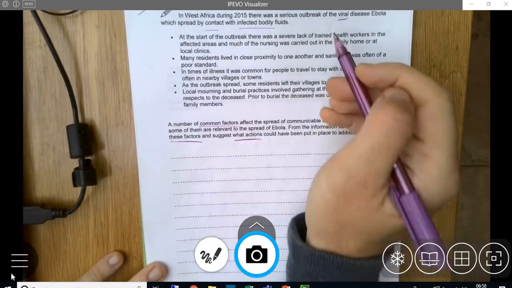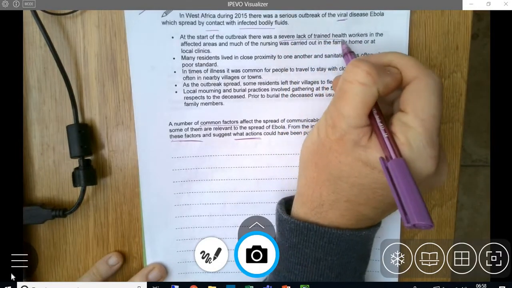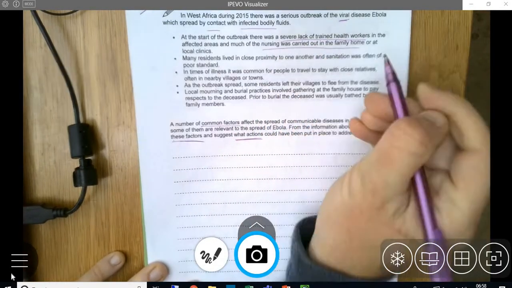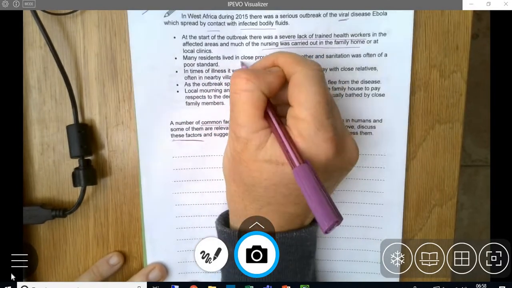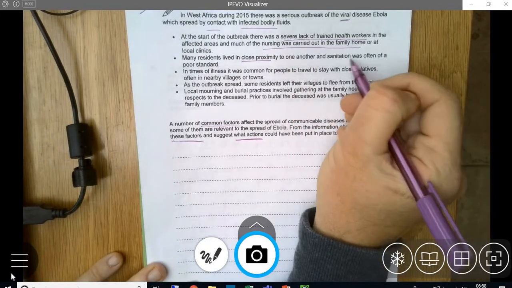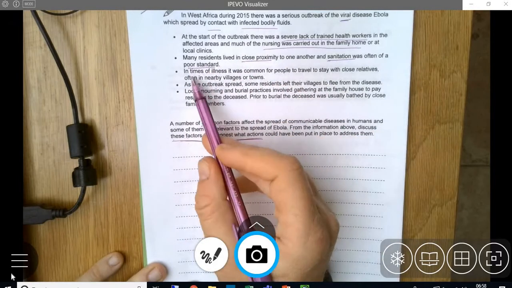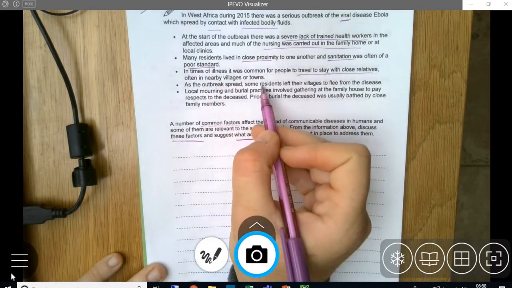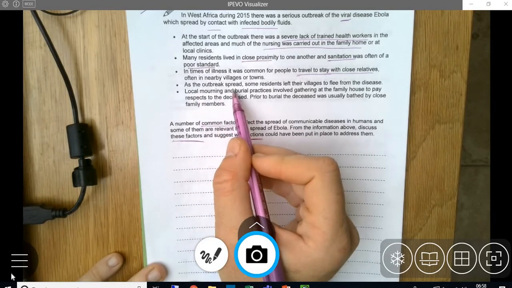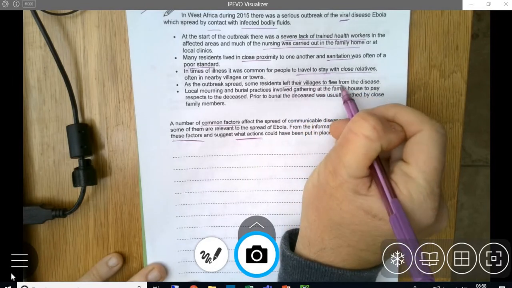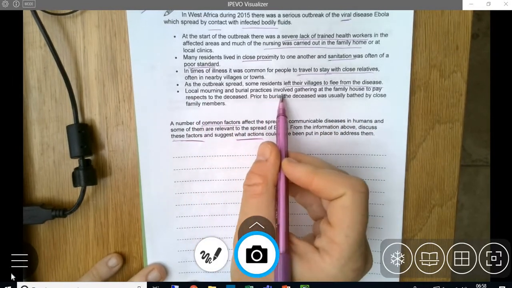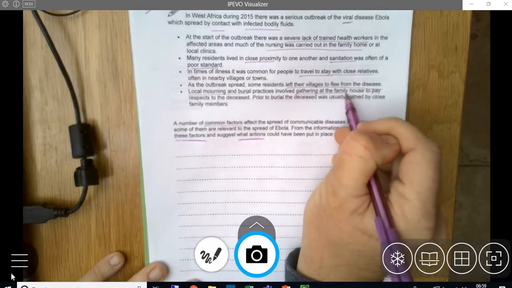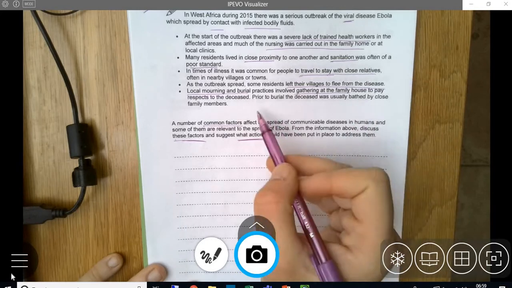So let's look at the information here. It says at the start of the outbreak, there was a severe lack of trained health workers. That's going to be a factor. In the affected areas, much of the nursing was carried out in the family home or in local clinics. Many residents lived in close proximity to one another, and sanitation was often of a poor standard. In times of illness, it was common for people to travel to stay with close relatives, often in nearby villages or towns. As the outbreak spread, some residents left their villages to flee from the disease. And local mourning and burial practices involved gathering at the family house to pay respects to the deceased. Prior to burial, the deceased was usually bathed by close family members.